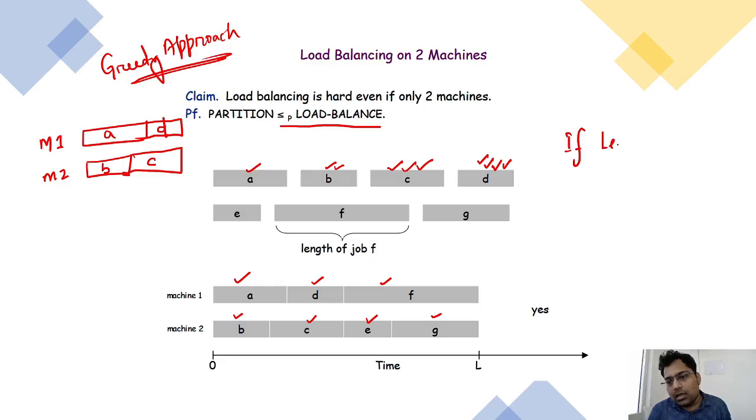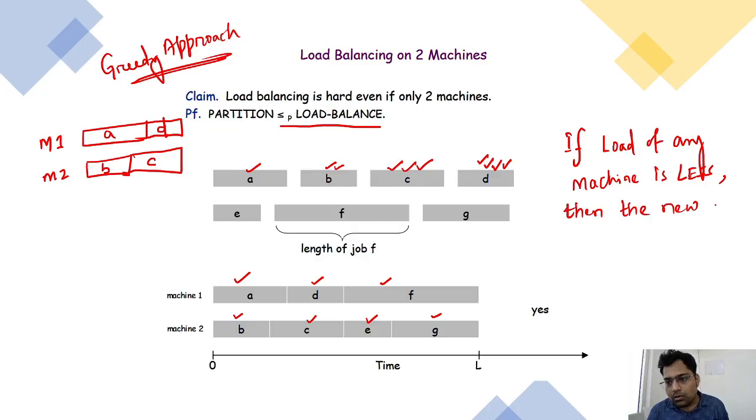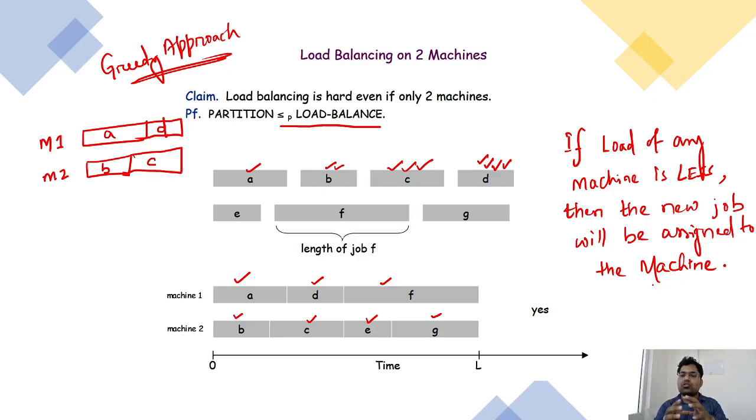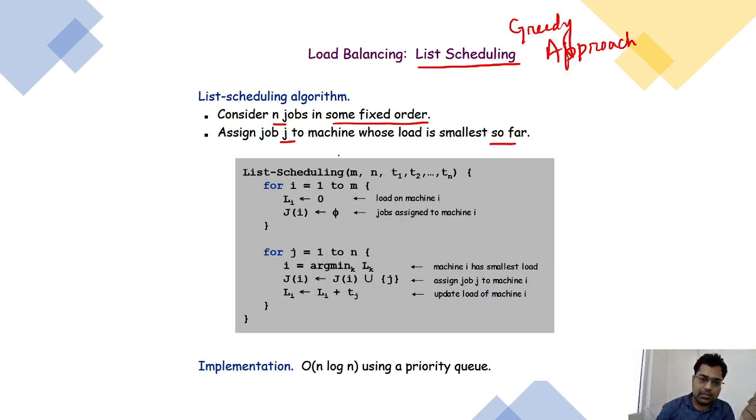If the load of any machine is less, then the new job will be assigned to that machine. Okay, so we assign the job to the machine which is having less load. We will assign the new jobs. Basically this is what we have to do.